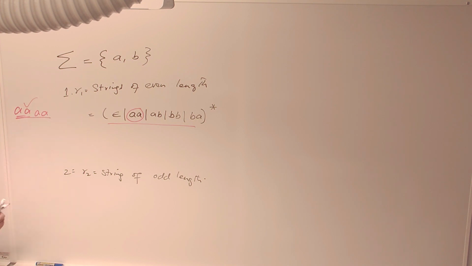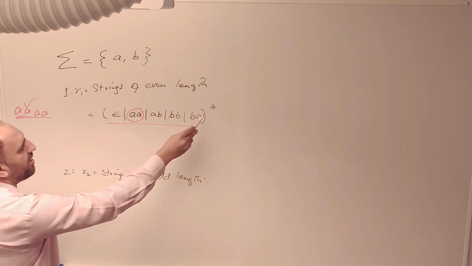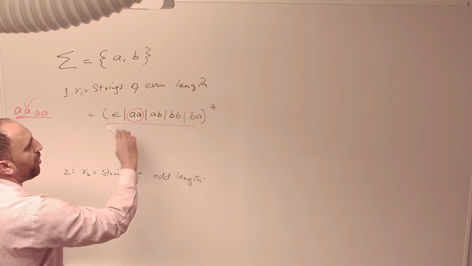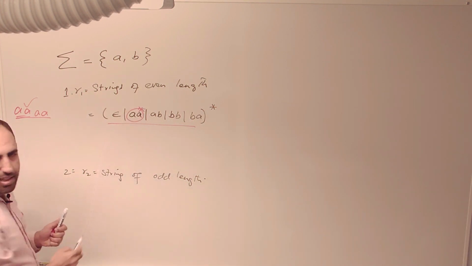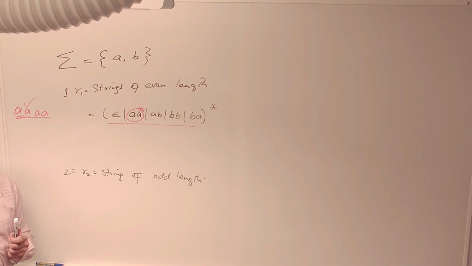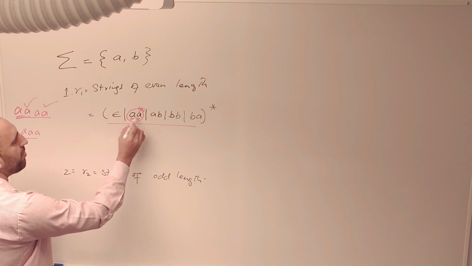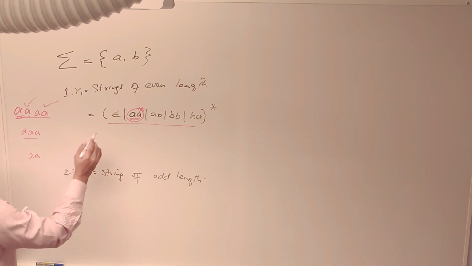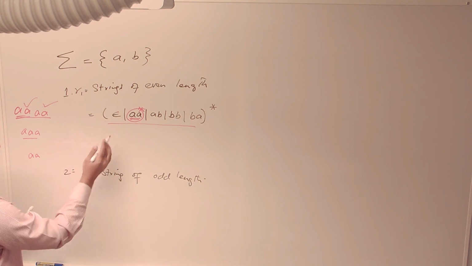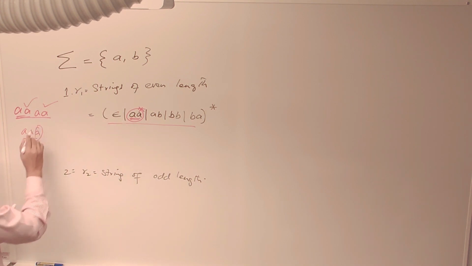The language says that because this star is on all of this, this part also has a star, so we can use it more than once. If we use it two times, we get this one. What about 3 A's? If I pick it this time, I get 2. If I pick this one, I don't get anything, but then I will not get the third A. So that's not possible.